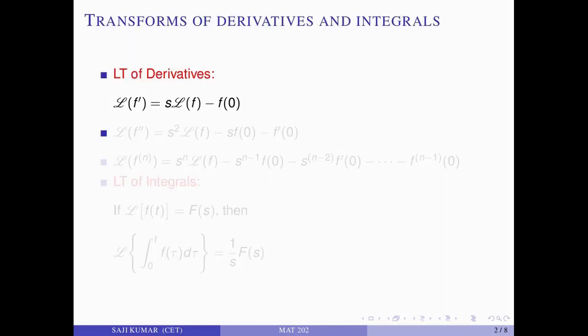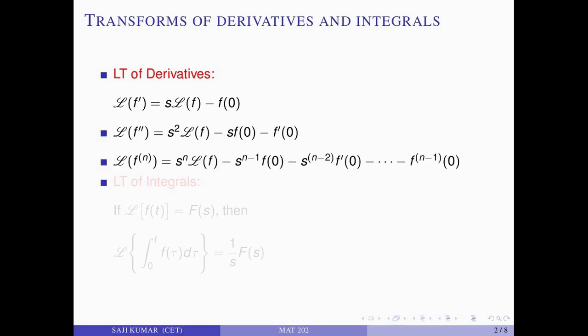Laplace transform of derivatives. L of f dash is equal to s into L of f minus f of 0. L of f double dash equals s square L of f minus s f of 0 minus f dash of 0. In general, L of the nth derivative f^(n) equals s raised to n L of f minus s raised to n minus 1 f of 0 minus s raised to n minus 2 f dash of 0 minus etcetera, minus f^(n minus 1) of 0.